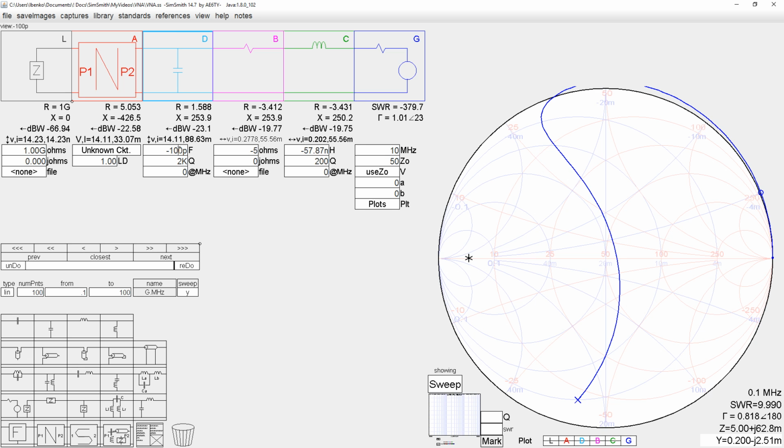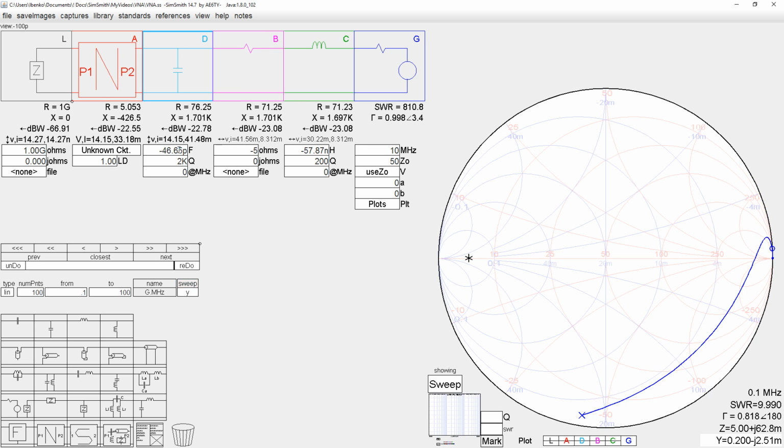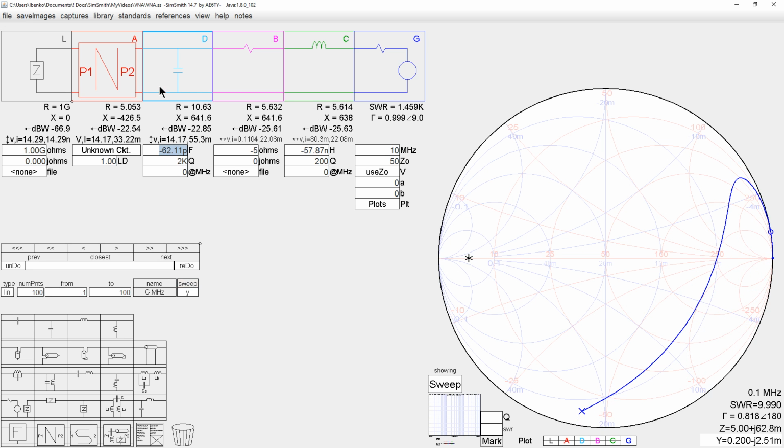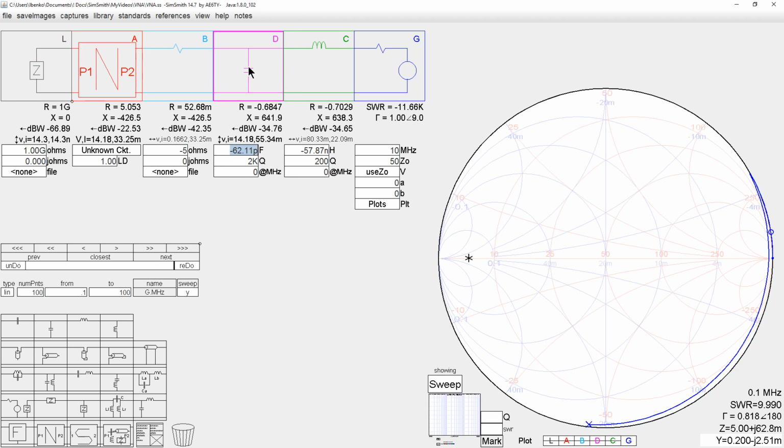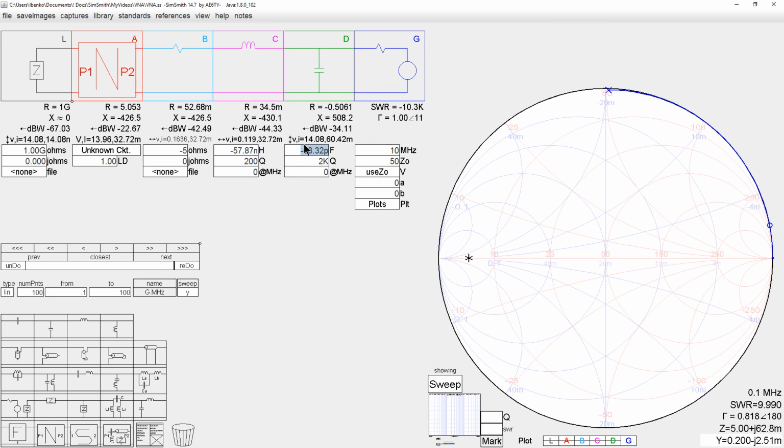Oh, that doesn't look good at all. Maybe it's too much capacitance. Maybe it's in the wrong place. Let's see what happens. That does not look good. Let's see if we move it to here. It's not doing it either. Oh, this is looking good.